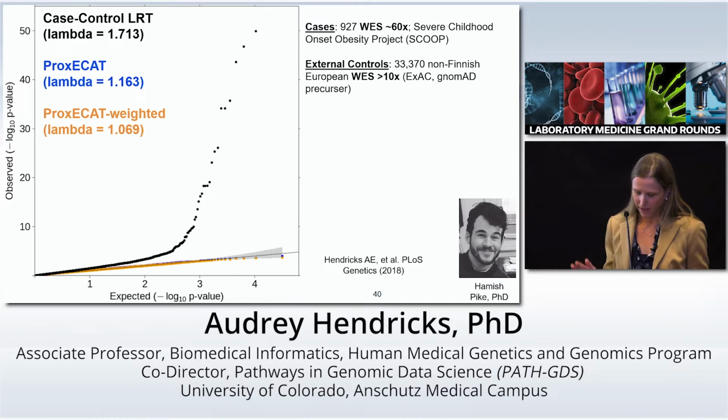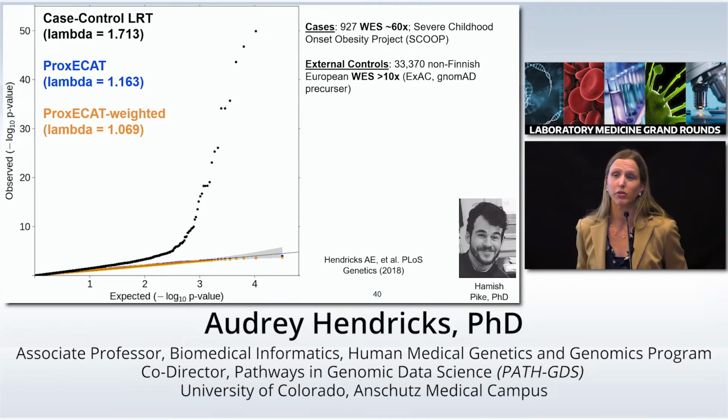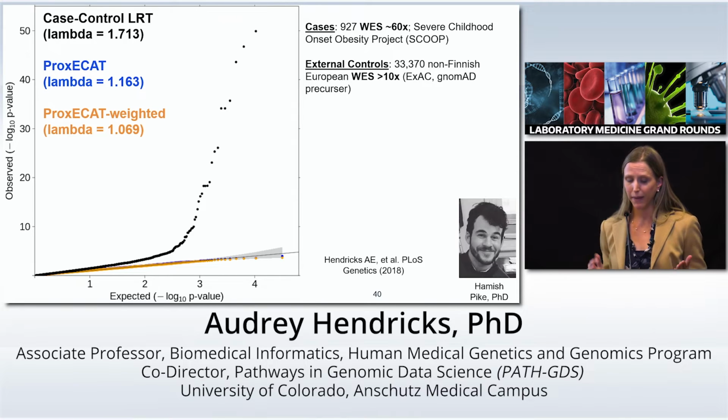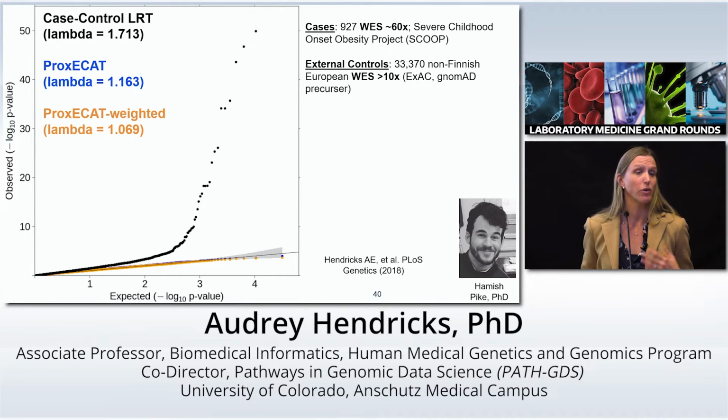So we applied this in a bunch of simulations. I'm going to show you the work that we did in the real data. So we had about 1,000 whole exome sequenced children with severe childhood obesity and about 30,000 external common controls from ExAC. And if we look at our black dots here, this is a QQ plot where the x-axis is what we expect and the y-axis is what we observe.